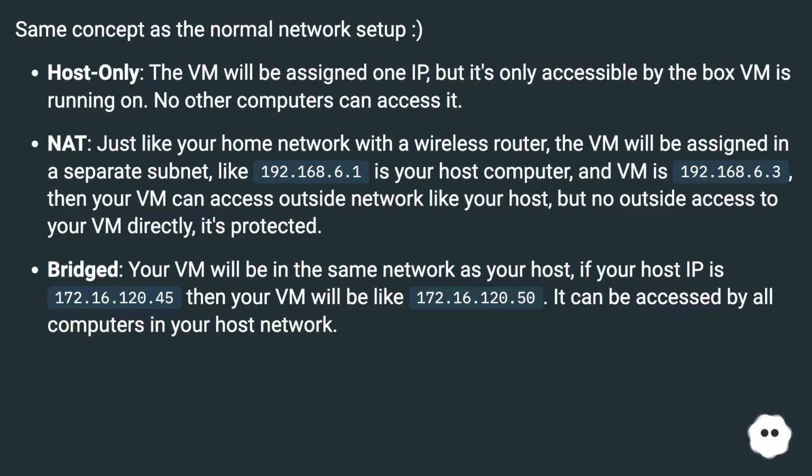NAT, just like your home network with a wireless router, the VM will be assigned in a separate subnet, like 192.168.6.1 is your host computer, and the VM is 192.168.6.3. Then your VM can access the outside network like your host, but no outside access to your VM directly, it's protected. Bridged, your VM will be in the same network as your host.